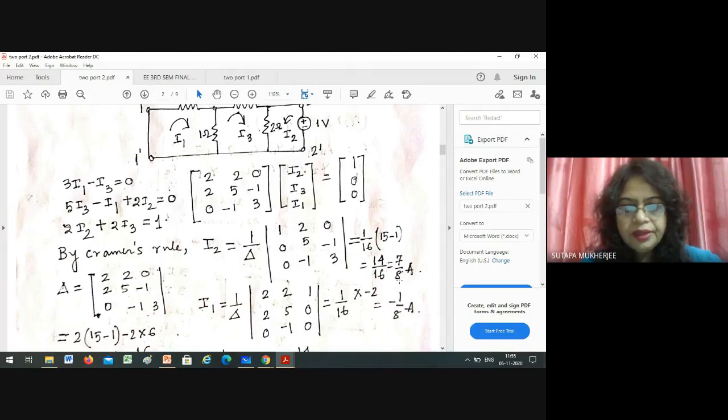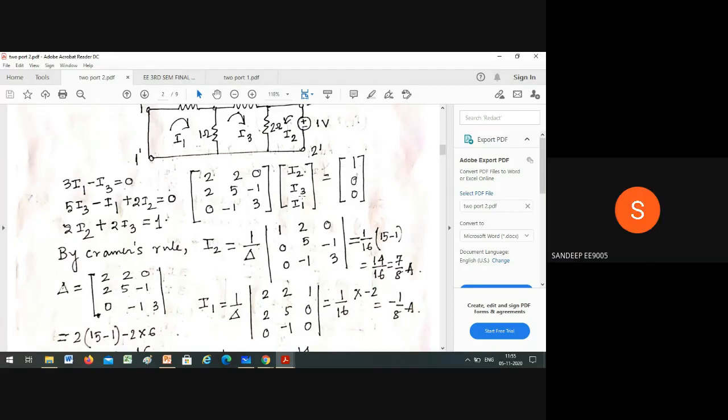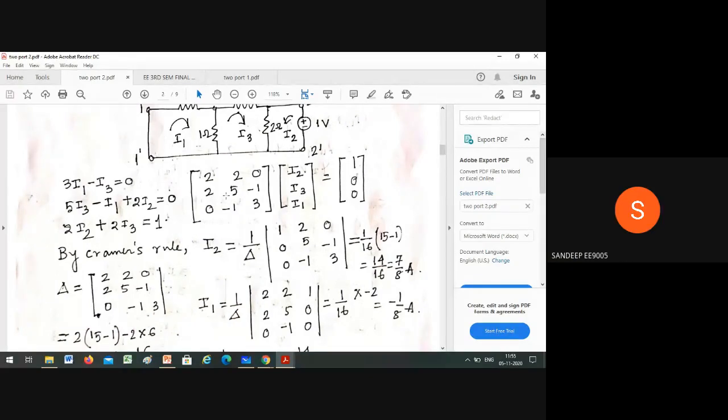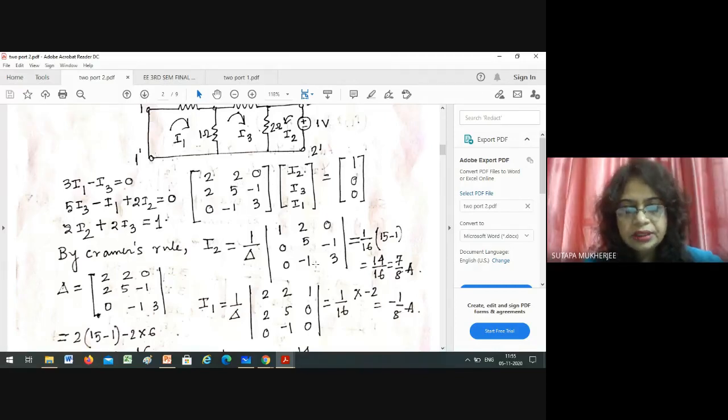And now if you want to determine the value of I3, what do you have to do? Just tell me. What will be the change here? Ma'am, the second column has to be replaced with the right side column. Write it, just tell me. 2, 2, 0; 1, 0, 0; 0, minus 1, 3. And then what will be the equation? What will be the value of that? That is I1. What will be the I3?